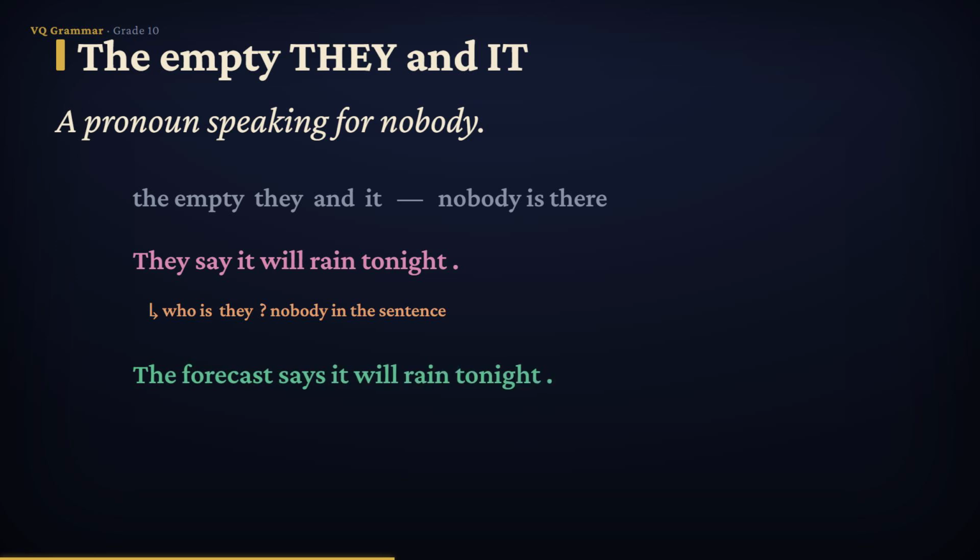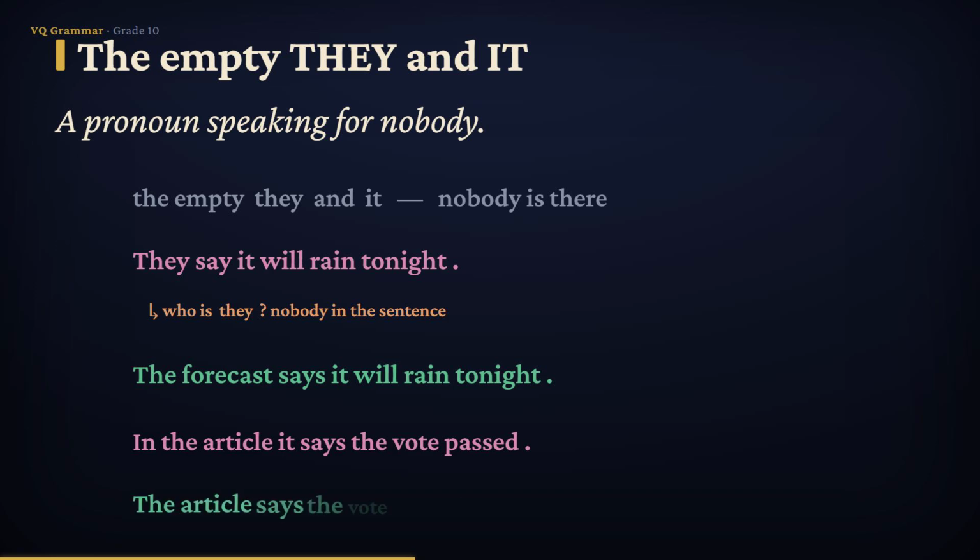Here is the same problem wearing a different coat. In the article, it says, the vote passed. That little it is doing no work whatsoever. The article is right there in the sentence, so let the article do the talking. The article says, the vote passed. Shorter, clearer, and every word is pulling its weight.